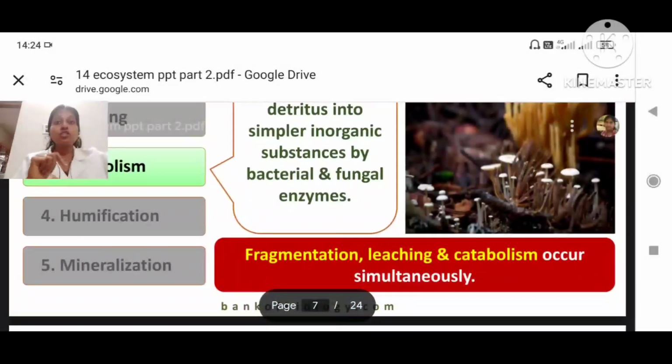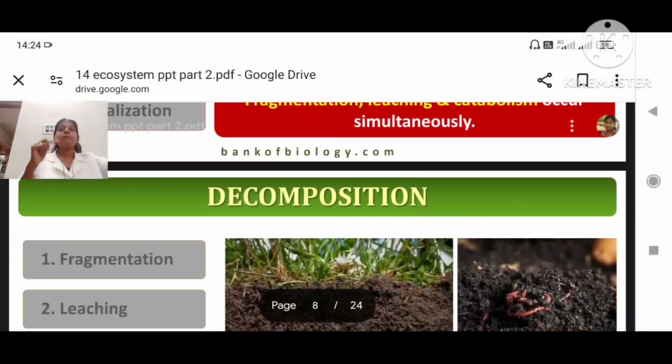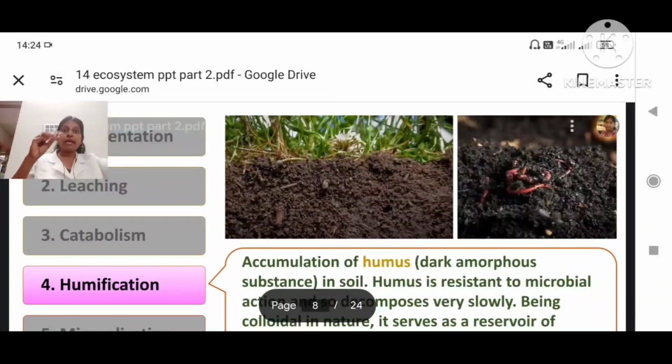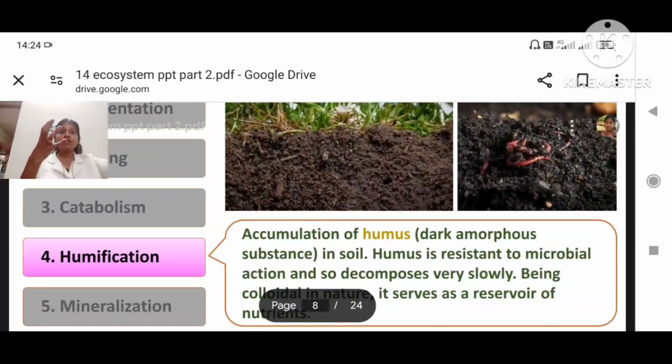Then the next process is humification. What happens here? Bacteria and fungi will decompose, and these decomposers will carry out the process, absorbing all the moisture, decomposing, and it will be converted into a dark amorphous black colored substance. That black colored dark amorphous accumulation of detritus we call humus. We call it humus, which is highly resistant. It is very much resistant to microbes.